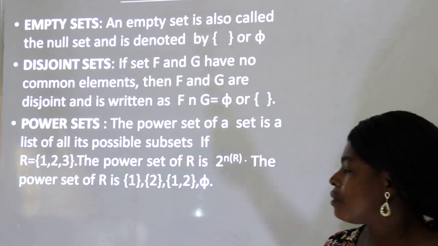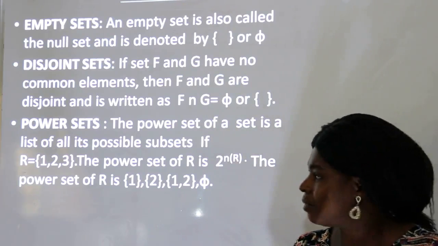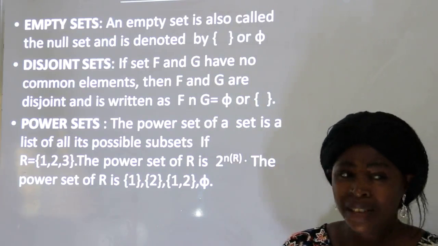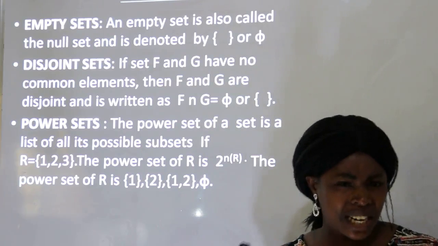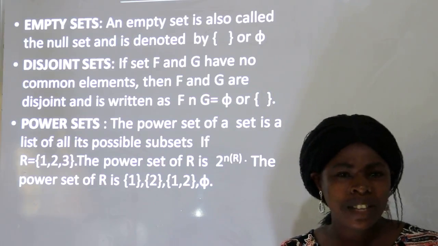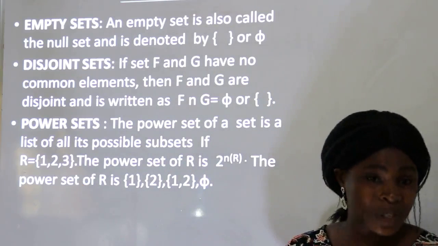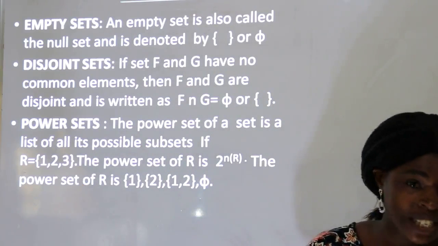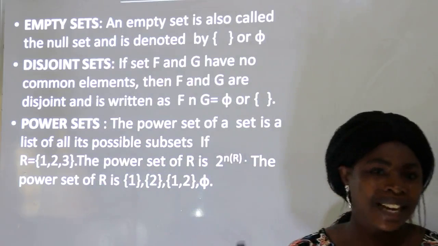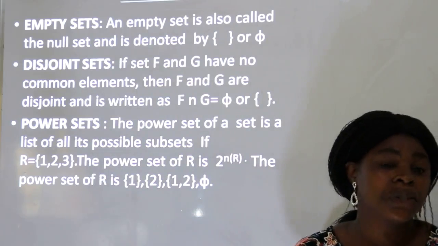So for the power set of R, you now list them one after the other. One itself, that is each element is a subset of its own. Then you can begin to join them. Like what we have here, 1 can stand on its own as a subset. Remember we talked about the singleton set. 2 can also stand on its own. 3 can also stand on its own, and they are all subsets.